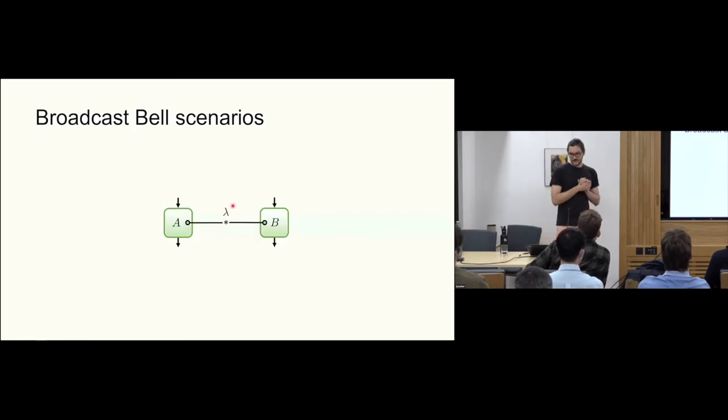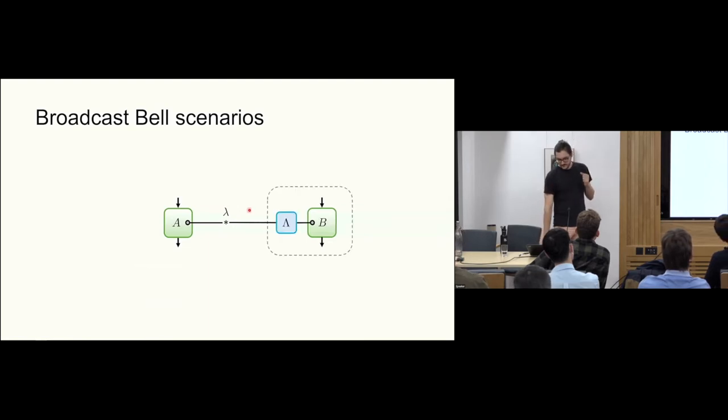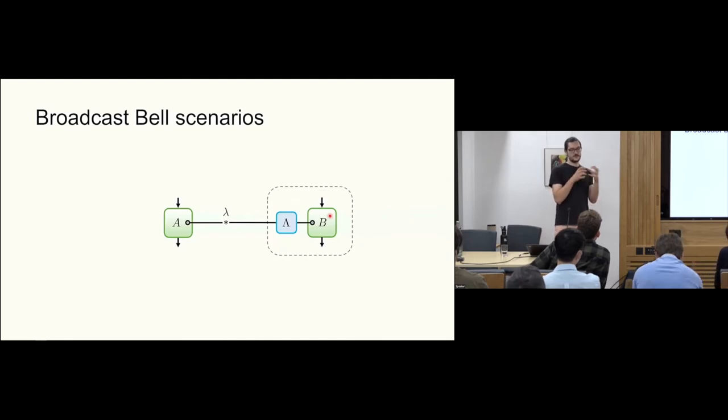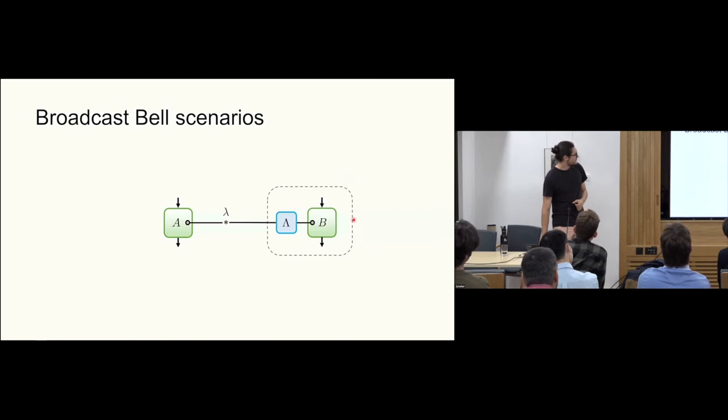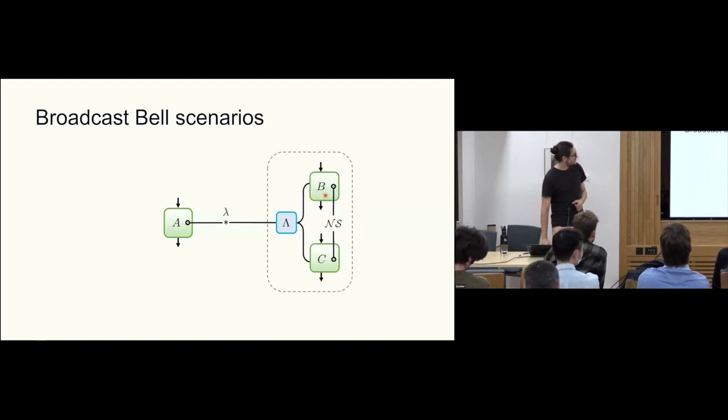So what's broadcasting all about? In the standard Bell scenario, before doing your measurements, you can always apply any local transformation or operation that you want, and then you do the measurements. This box would be anything that you want to do. But the idea with broadcasting is that you do anything that you want, but now you split your system into two and share it with two of your friends that are space-like separated. You can imagine that there's a parent Bob that sends it to his friend who's also called Bob, and the other one is called Charlie. The point is you split the system. That's the main idea.